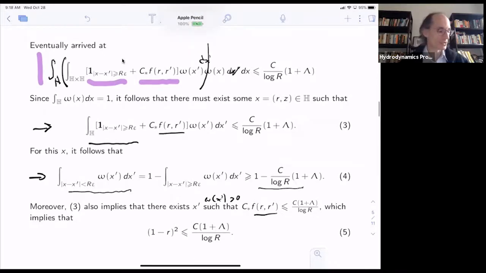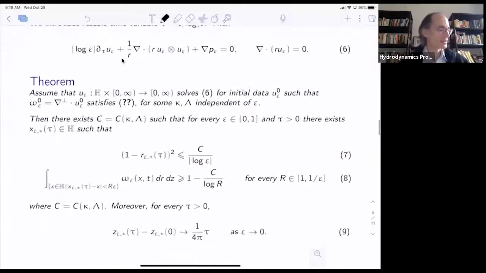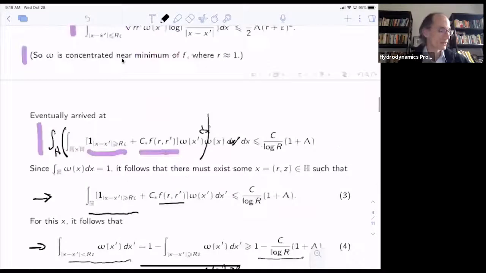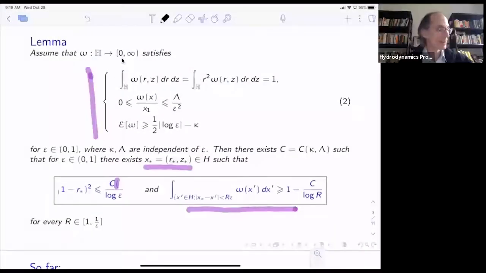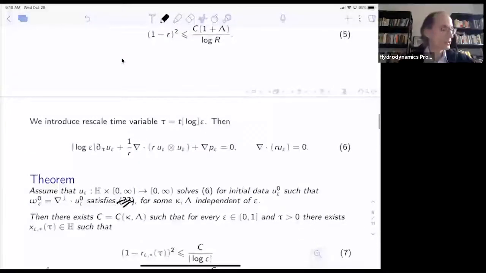What I want to do next is to discuss the following theorem. And here it is. There's a broken reference here. What I want is to consider a solution of the Euler equation for initial data which satisfies all of these conditions. So I assume this about the initial data. This question mark should be a 2.